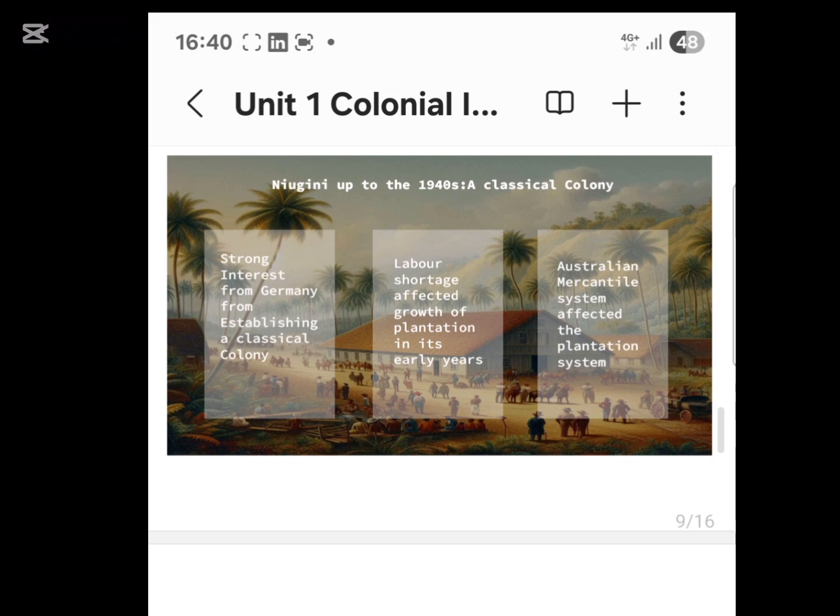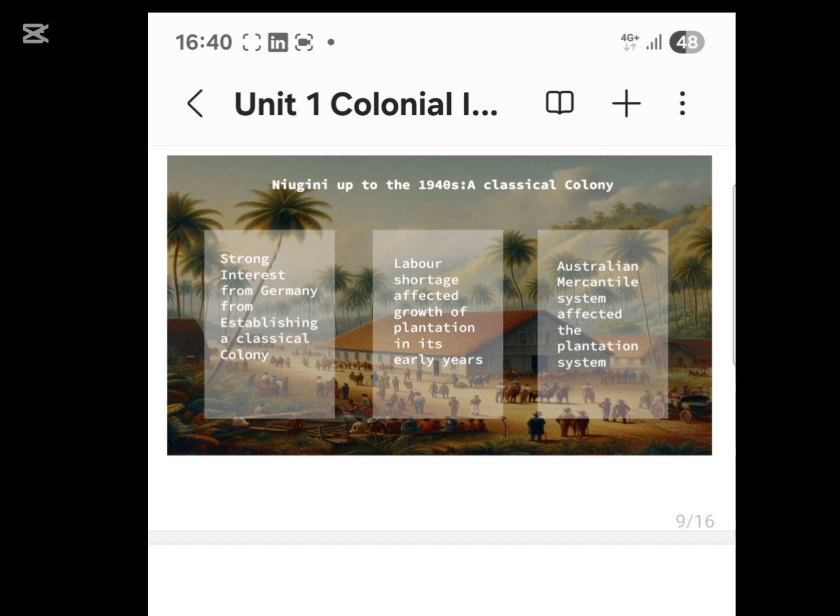Now, we have about 20 more minutes. Let's look at New Guinea up to the 1940s, the classical colony. If you look at the reading, there are three important themes you will come across. Number one, you will read about the strong interest from Germany in establishing the classical colony.